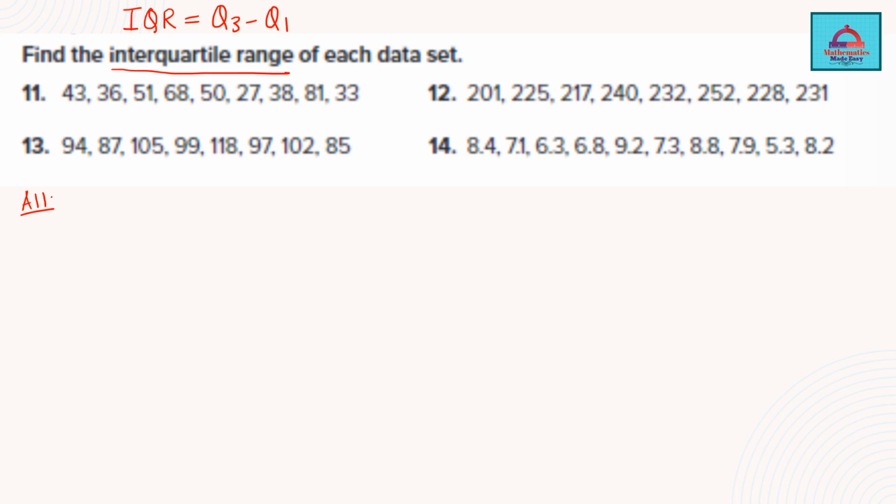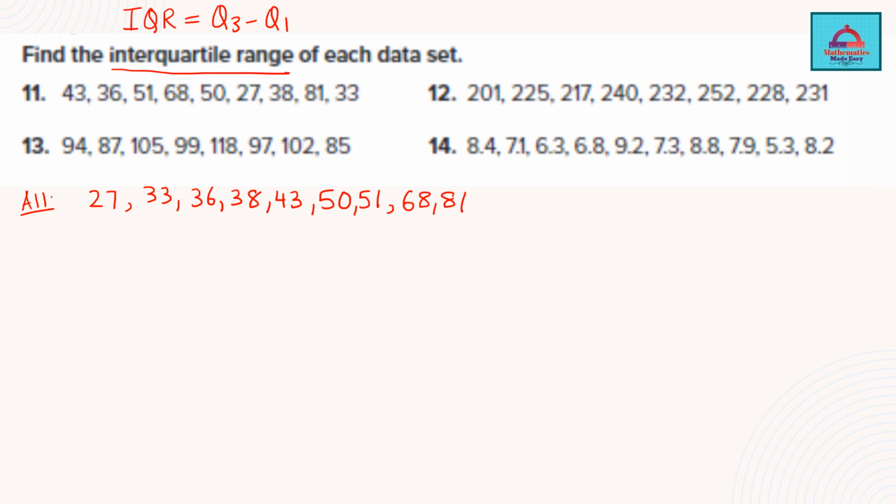Step 1 in such a question, wherever you get median, mean, mode, interquartile range, or outlier, is to arrange the numbers in ascending order. 9 numbers are given. Let's arrange them in ascending order, that means from small to big. The smallest number is 27, then 33, then 36, then 38, then 43, then 50, then 51, 68, and 81.